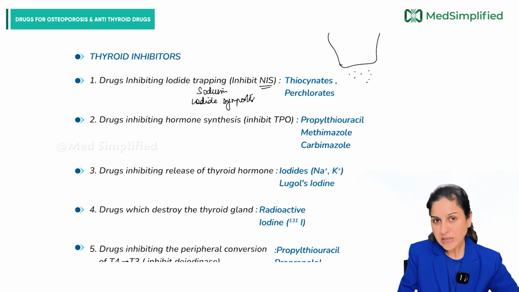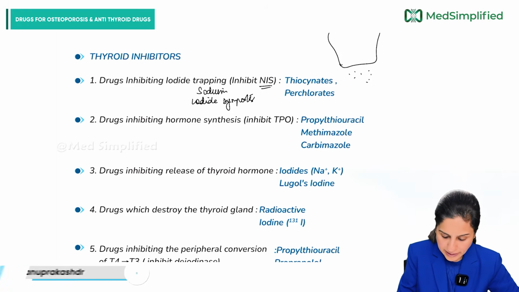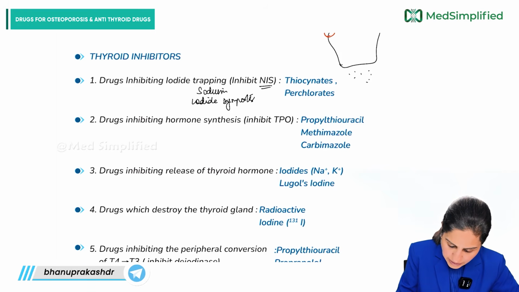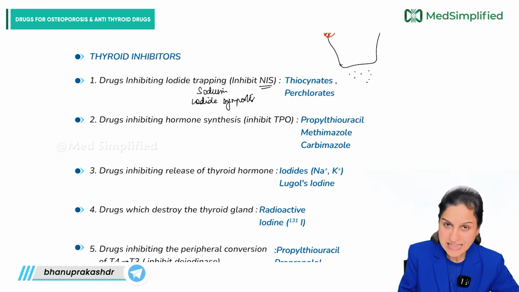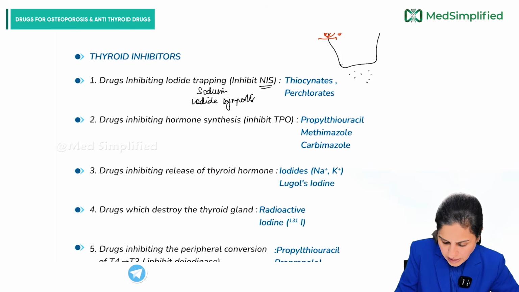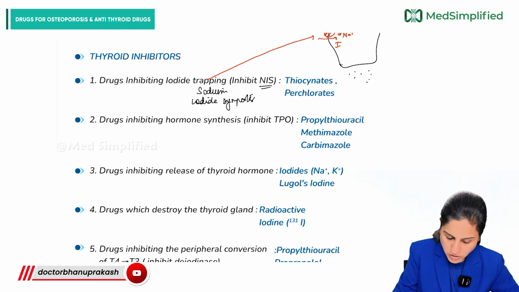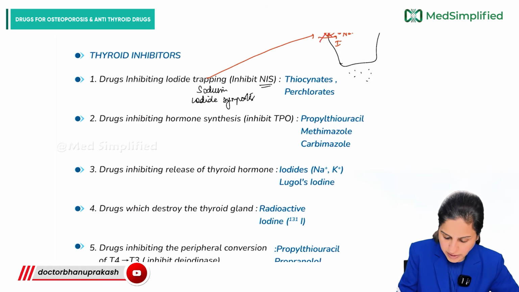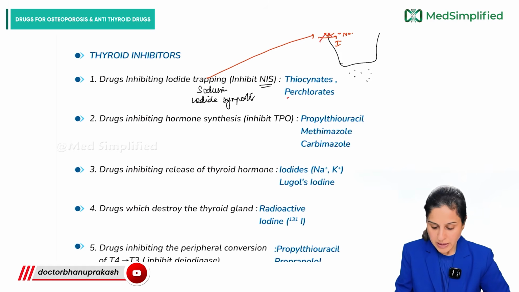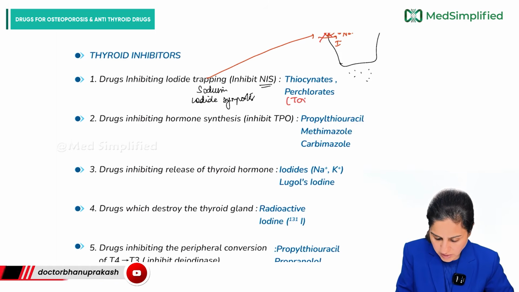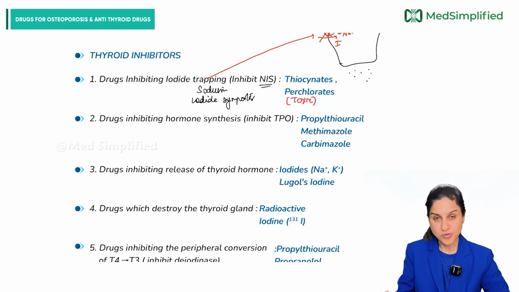So, first we need to take up the iodine from the diet. This iodine from the diet is trapped inside the thyroid follicle with the help of the symporter, which is the NIS symporter, where sodium ions and iodide ions are moving inside. This step is blocked by the first group of drugs, that is the trapping. Now, these drugs are very toxic and they are not used.